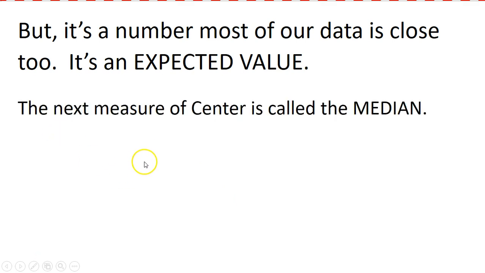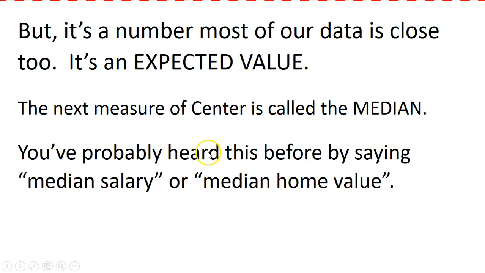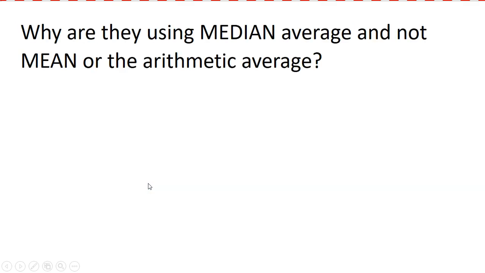The next measure of center is your median. You've probably heard of this one before as well, by saying the median salary or the median home value. And why are they using median average and not the mean or the arithmetic average? Why do some people use median instead of mean? No one's ever really taken the time probably to explain the reasons why all these different measures of center are made for you. So that's what I'm hoping to find out, so we can introduce that idea to you.